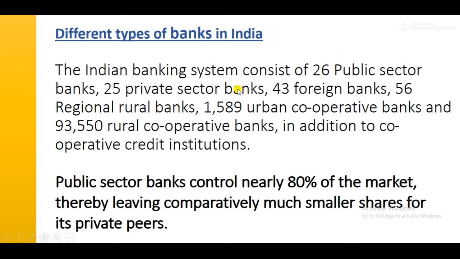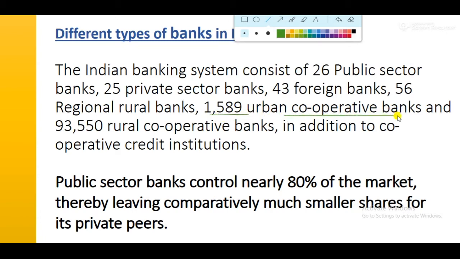Now we will discuss the different types of banks in India. In the current scenario, the Indian banking system consists of 26 public sector banks, 25 private sector banks, 43 foreign banks, 56 regional rural banks, 1589 urban cooperative banks and 93,550 rural cooperative banks.